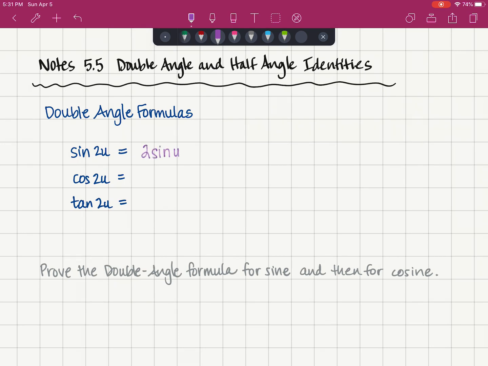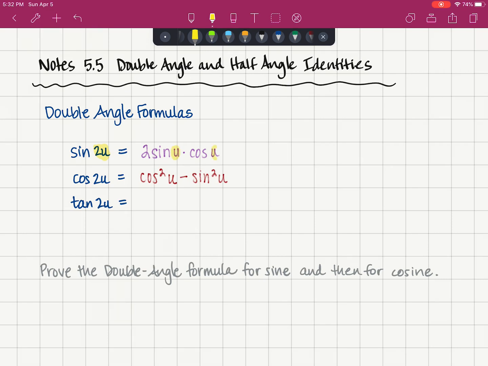So here we've got the sine of 2u. The sine of 2u is 2 times the sine of u times the cosine of u. That's the double angle formula for sine. For the double angle formula for cosine of 2u, there are a couple that go along with it. Cosine of 2u is equal to cosine squared of u minus sine squared of u. It's not adding, it's definitely subtracting, and cosine comes first.